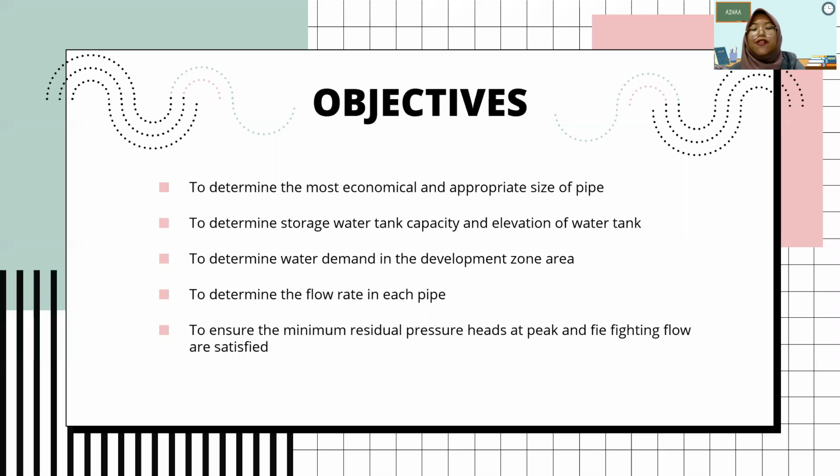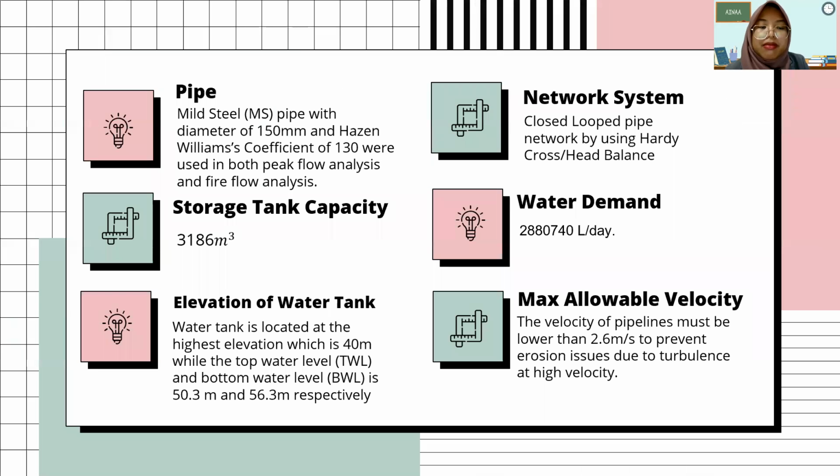So the objective of water reticulation department is to determine the most economical and appropriate size of pipes, to determine storage water tank capacity and elevation of water tank. Next is to determine water demand in the development zone area. Next is to determine the flow rate in each pipe. And last but not least, to ensure the minimum residual pressure heads at peak and firefighting flow are satisfied.